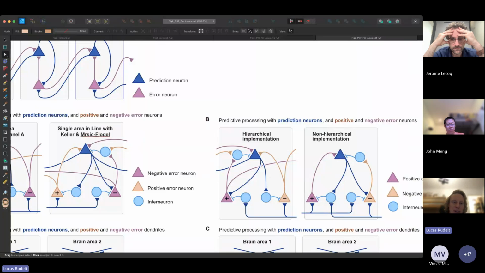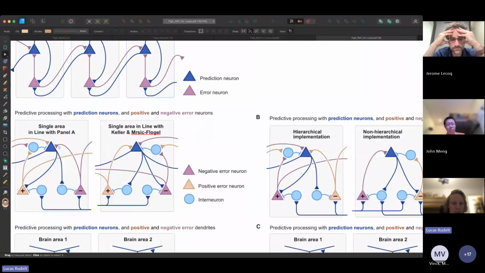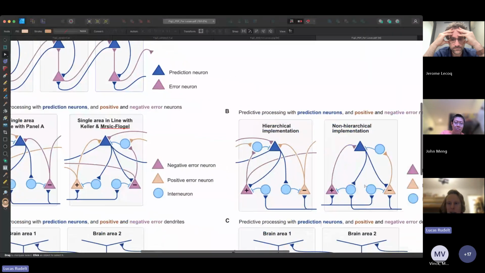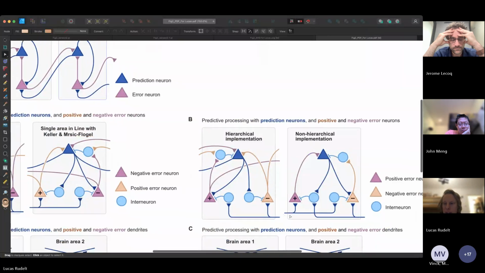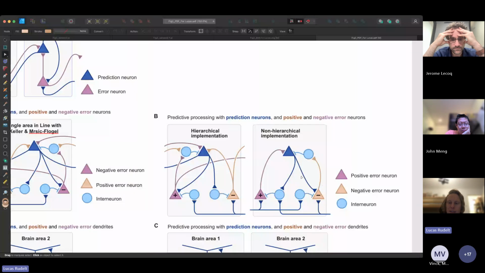And I made some changes going from this initial proposal to a version that I would propose we include in the paper, where here we really see how it would be integrated in the hierarchy through these connections coming in and going out here. And for the non-hierarchical, I would propose we might omit those because it's not proposed in the original work.